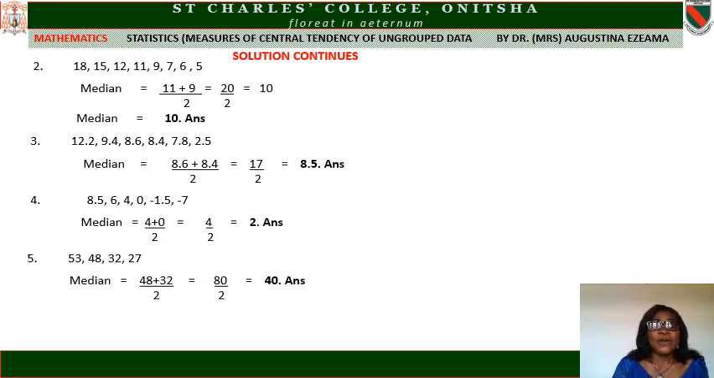Number 5: 53, 48, 32, and 27. Remember, we are going in descending order, not ascending now, from big to small. The first one we did from small to biggest. But in this case, you see 53, 48, 32, and 27. We are now descending. Now 48 plus 32 over 2 is 80 over 2, and when you divide 80 by 2, you get 40, which is the answer.